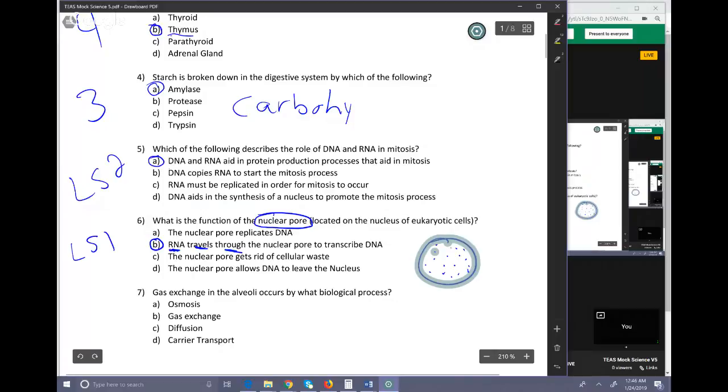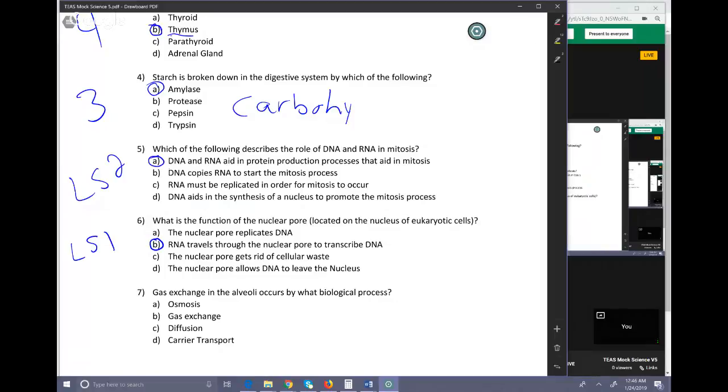You just want to make sure that the rest of the language in the question is also correct. So you want to make sure they don't say something wacky like it goes in there and then DNA leaves, or it goes in there and it makes a protein in the nucleus, or something crazy like that. You want to make sure it says RNA goes through there and it transcribes DNA, or it just says RNA travels in and out of the nucleus using that, or something like that. All of the others that you see on this one are a little crazy.